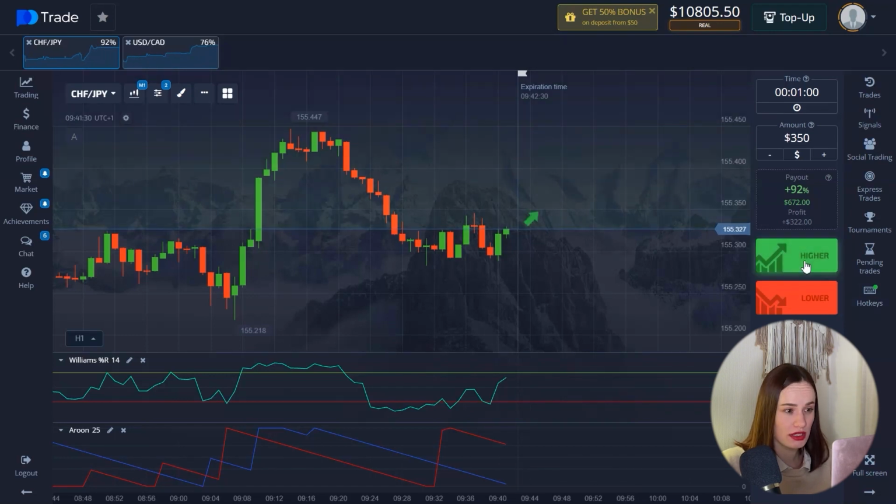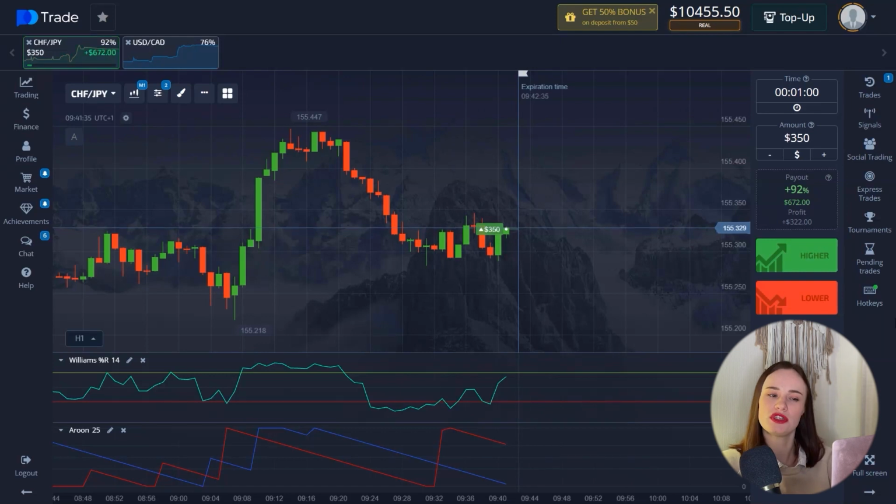Now let's open a deal for the price movement higher by $350 for 1 minute. This time the decision was made very simply. The price is rising while the Williams line is moving up. The combination is a signal of a possible increase in quotations.